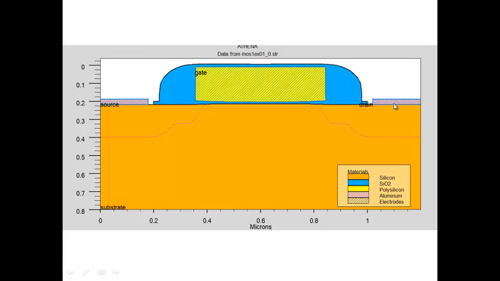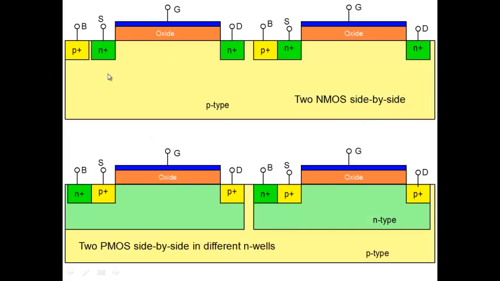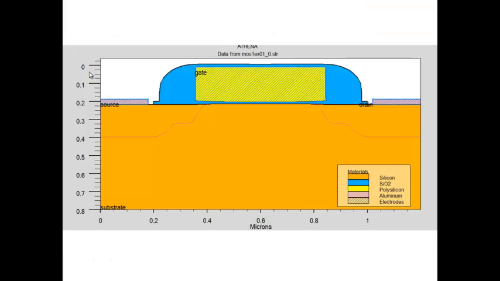So that's a more realistic picture. Here we had shown all very sharp edges, and you don't get that. That's a geometrical drawing. Actual boundaries are always more gradual. But again, this is also not a real cross-section of a real MOSFET. It's also a more realistic MOSFET that's used for simulation.